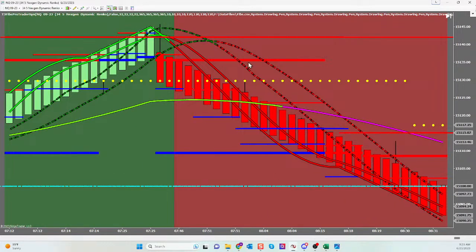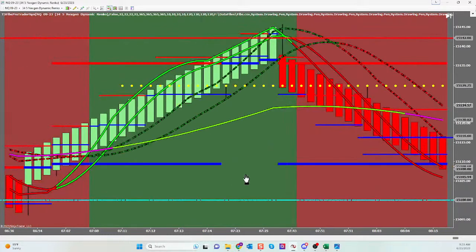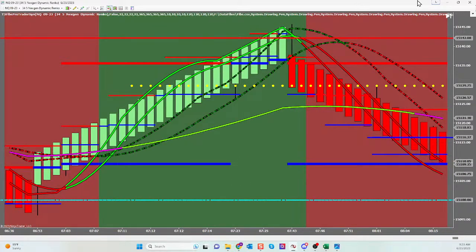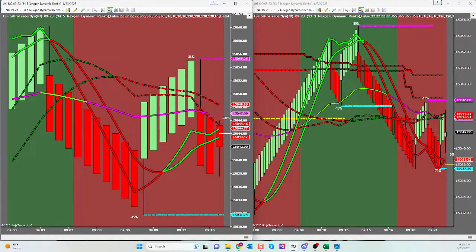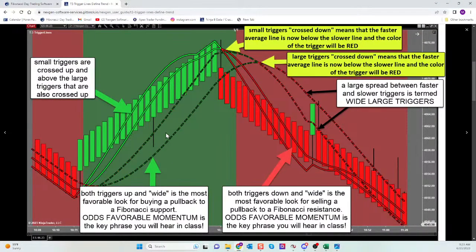Smalls below the large are wide, there's those tails. Everything is up, there's those tails. Guys, get to the point where you can recognize odds-favorable momentum in just a moment. If the large are down and the small are up, we don't have momentum, guys. Rule number 1 hasn't been met. We don't have the advantage of momentum, therefore we're not looking for a trade.